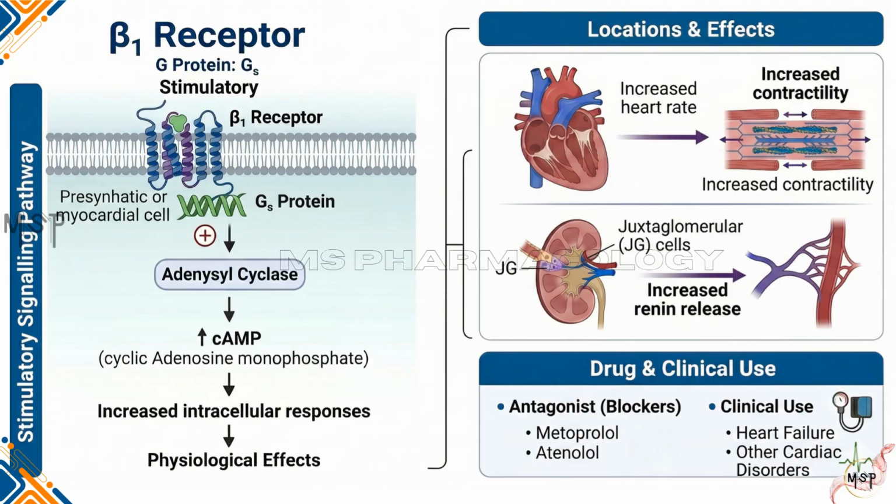Because excessive beta-1 stimulation can be harmful in cardiovascular disease, selective beta blockers such as metoprolol and atenolol are widely used, particularly in heart failure and other cardiac disorders.